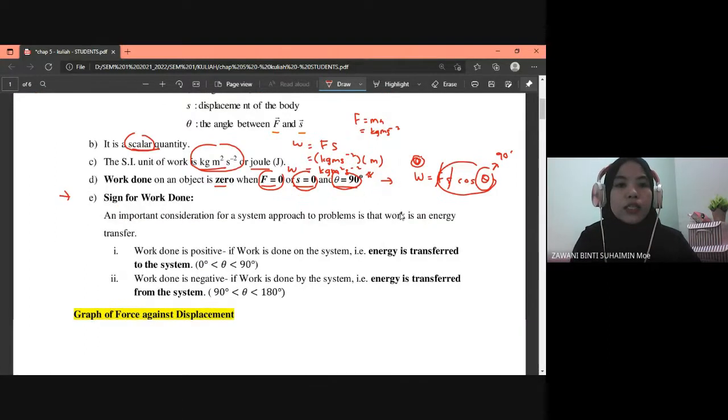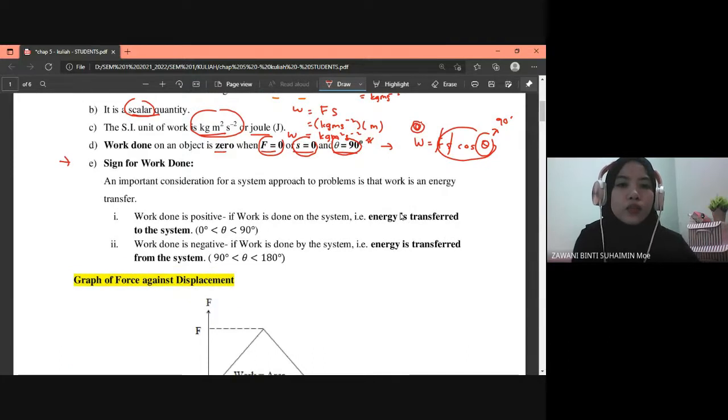Okay, so contoh kat sini, it's important to consider for a system approach to problem is that work done is an energy transfer. Okay, so maksudnya contoh kalau work done kita kira-kira, okay, kita dah masukkan dalam formula W is equal to F s cos theta tu.